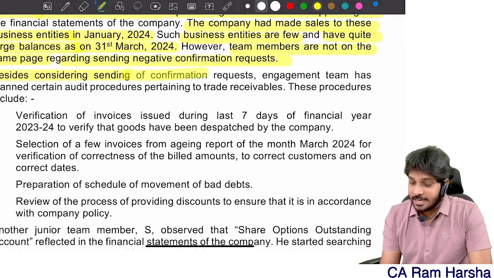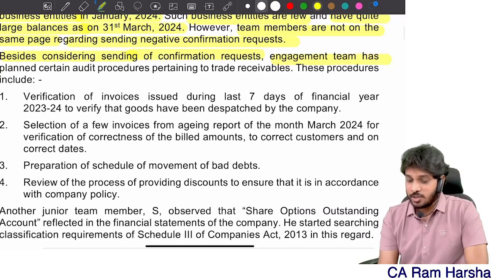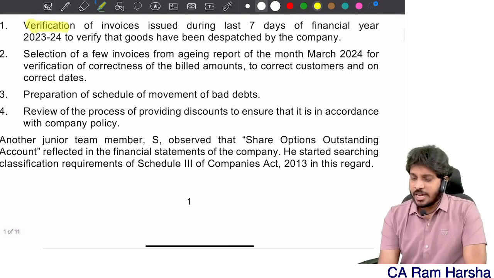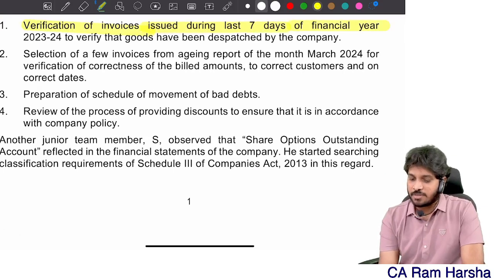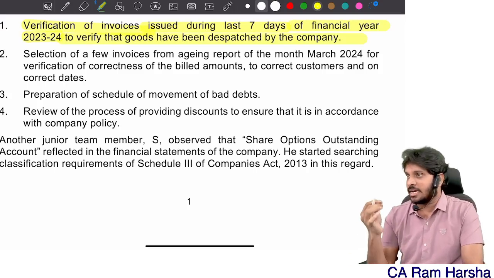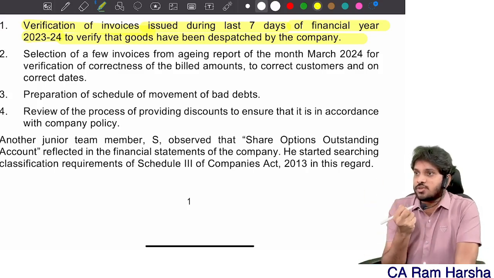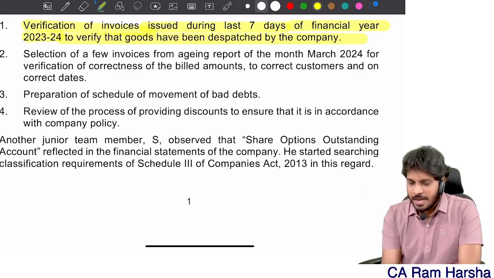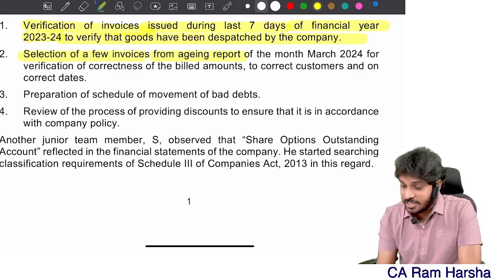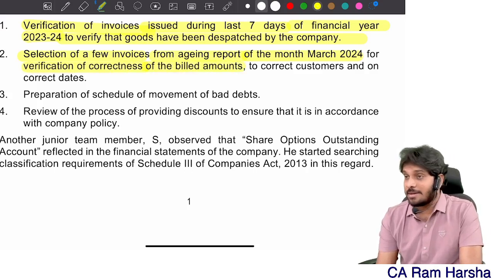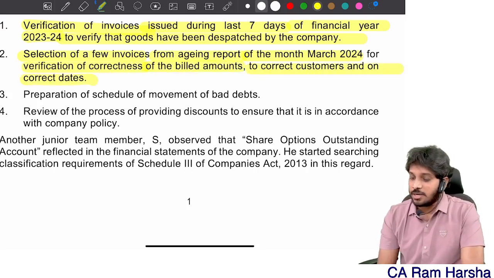Besides considering sending of confirmation requests, the engagement team has planned certain procedures pertaining to trade receivables. What are they? These procedures include verification of invoices issued during the last 7 days of the year to verify goods have been dispatched by the company. Yes, this is cut-off, which is important for ensuring completeness of transactions, whether accounted or not. Selection of a few invoices from the aging report of the month of March for verification of correctness of billed amounts to correct customers and on correct dates.